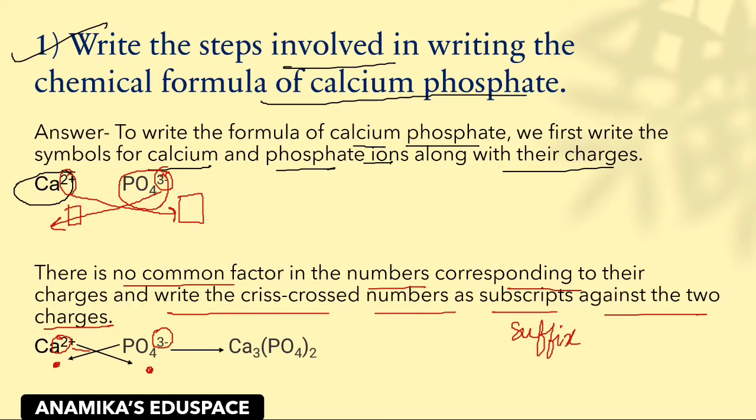So Ca is getting the 3, so Ca3, right, and PO4 is getting the 2, so PO4 whole twice, because not only the phosphate but the oxygen is also getting the 2. That's why we have put a bracket and written that the whole phosphate ion is getting the 2. So what we will write is Ca3(PO4)2. Clear? So this is the formula of calcium phosphate.